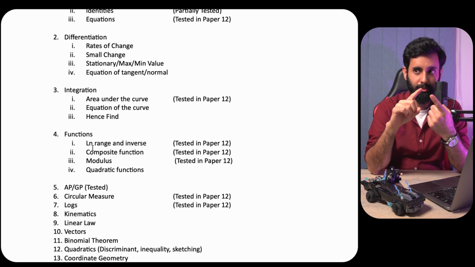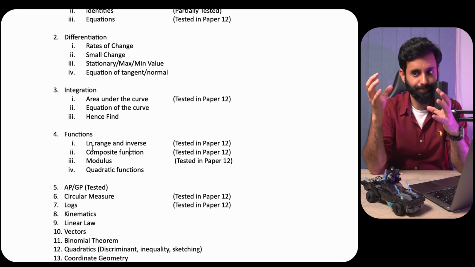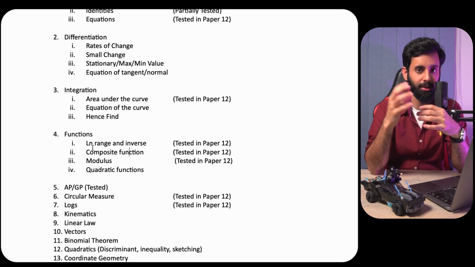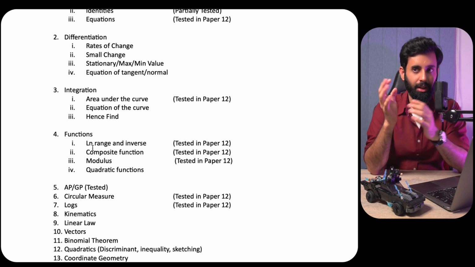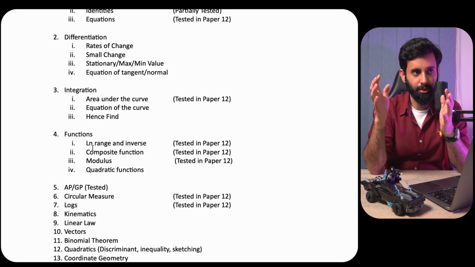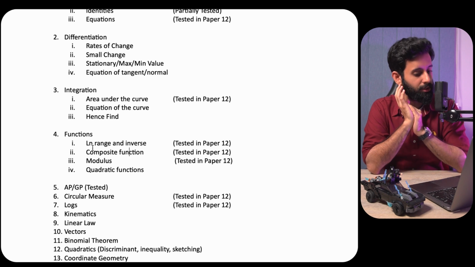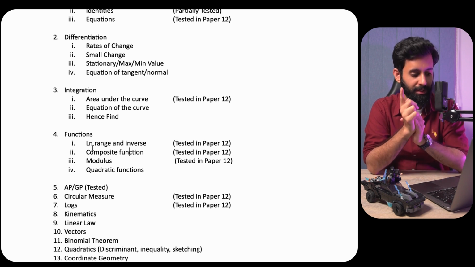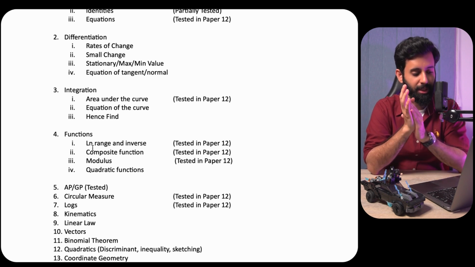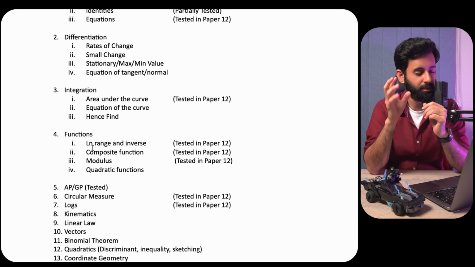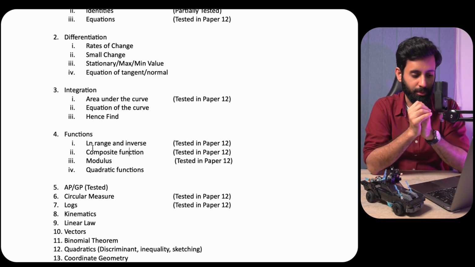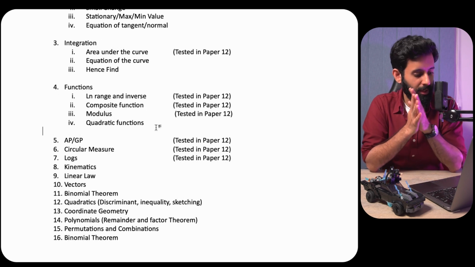In fact, modulus was divided into regular modulus and then a polynomial, a cubic function, which you then had to find the equation of, and the graph was given of the absolute function. Yeah. So since that's already tested in paper 1, I'm expecting a quadratic functions type of question in paper 2. Okay, now let's talk about all the other topics.